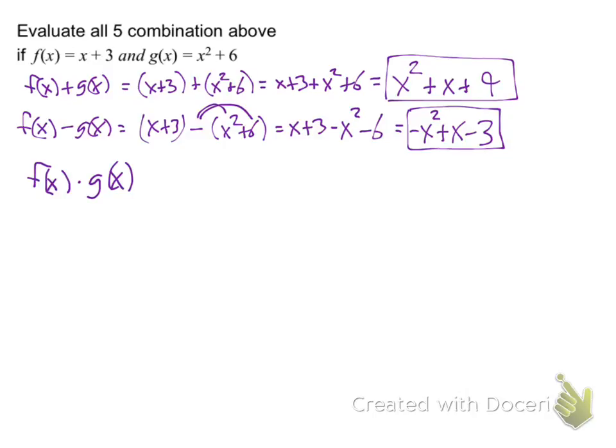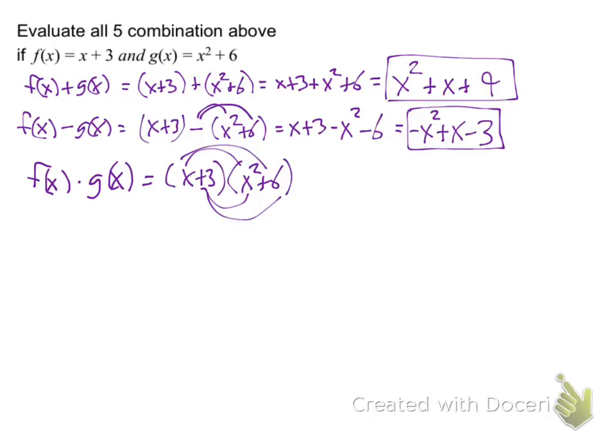f of x times g of x is x plus 3 because that's f of x. g of x is x squared plus 6. What do I have to do now? You have to FOIL. We've done that before. So, first, outside, inside, last. I'm going to leave that for you guys to do. Simplify, put it in standard form.